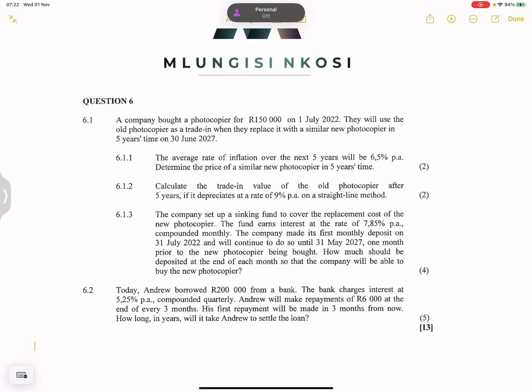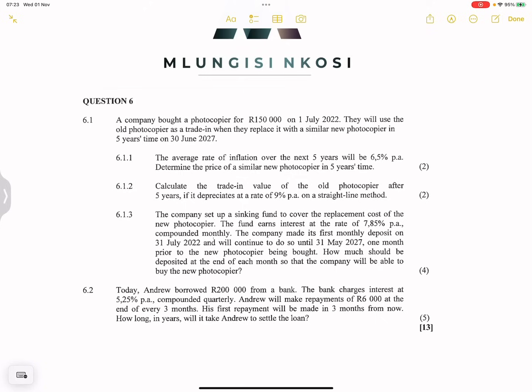They say to us, we've got a company that bought a photocopier for 150,000 on the 1st of July. They will use the old photocopier to trade in when they replace it with a similar new photocopier in 5 years, on the 30th of June 2027. The average rate of inflation over the next 5 years will be 6.5% per annum. Determine the price for a similar new copier in 5 years.